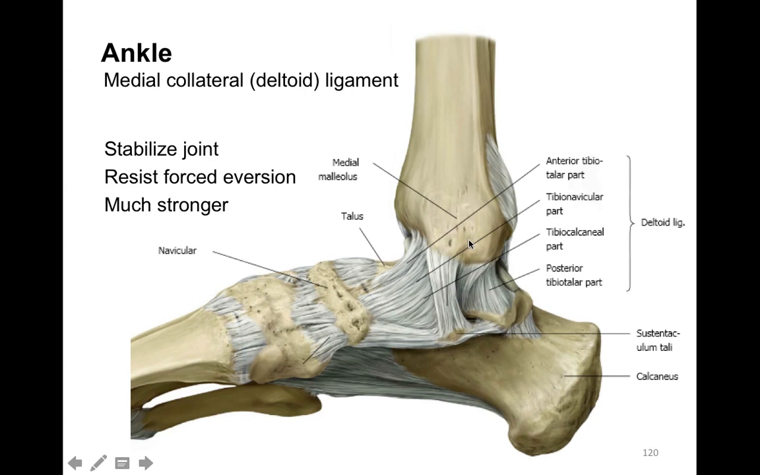It's going to stabilize the ankle, resisting forced eversion, so lifting the little toe up, and it is much stronger than the corresponding lateral collateral ligaments. So much harder to injure, much more rare to injure the deltoid ligament.